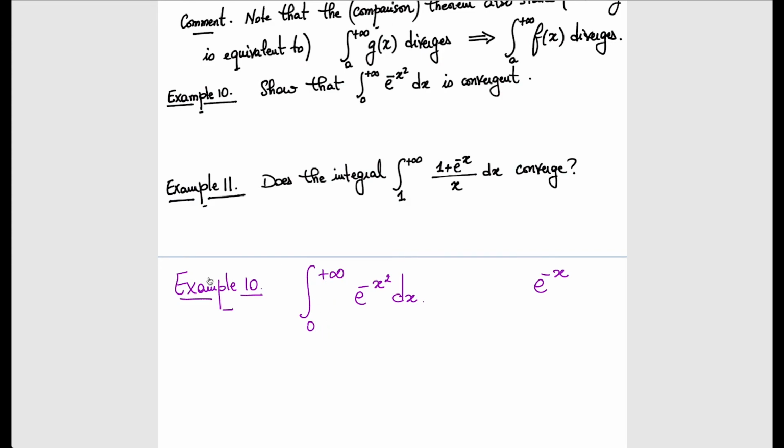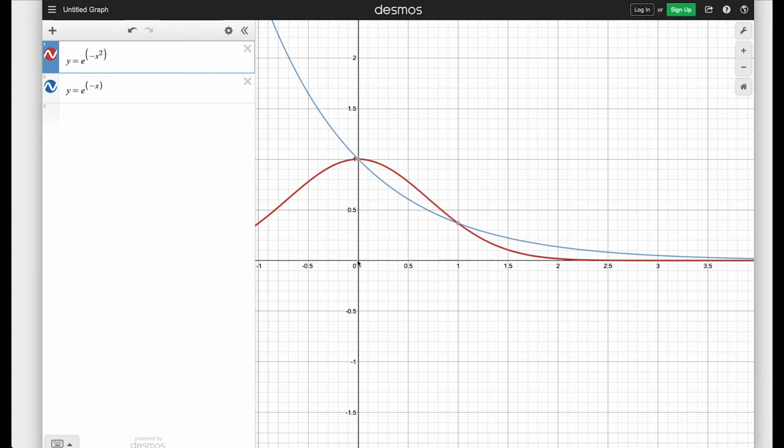So if you take a look here, the red function, which is e to the power negative x squared, actually dominates the blue graph, which is e to the power negative x, between 0 and 1, and the domination is reversed after 1. So the blue one, e to the power negative x, dominates the red graph. At least this is what the figure suggests. I'm not saying this is a proof. We're going to show it algebraically, but you get a feeling of what's going on.